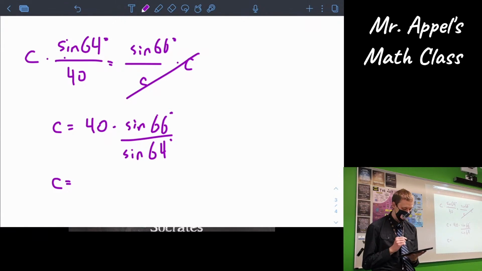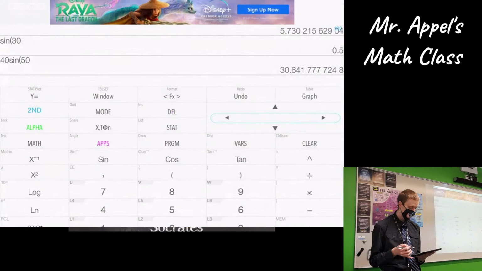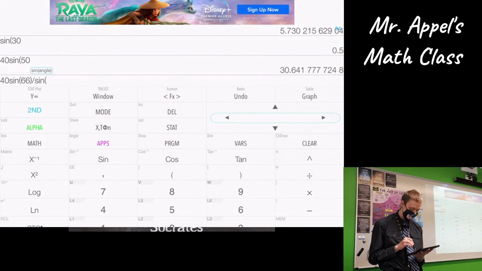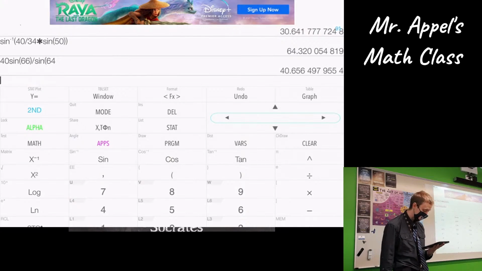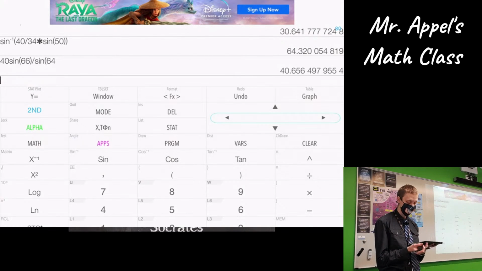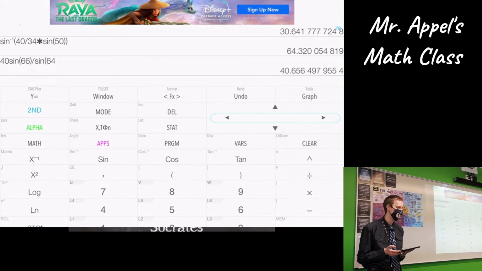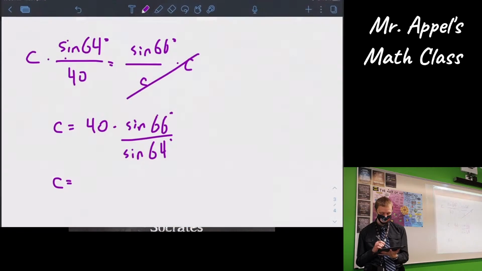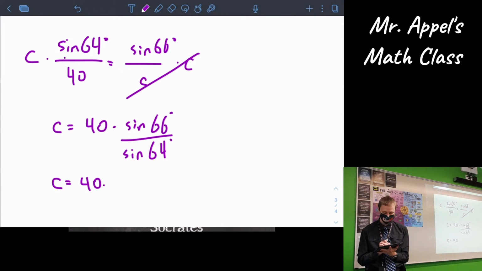And now we can run back to the calculator. 40 sine 66. Close the parenthesis. Then divide by your other sine. Okay? Got to close this one, otherwise you have a sine inside the sine. We're not doing that yet. 40.65. Round up to 41. Or do they tell us how many decimals? 40.66. One decimal place from this.